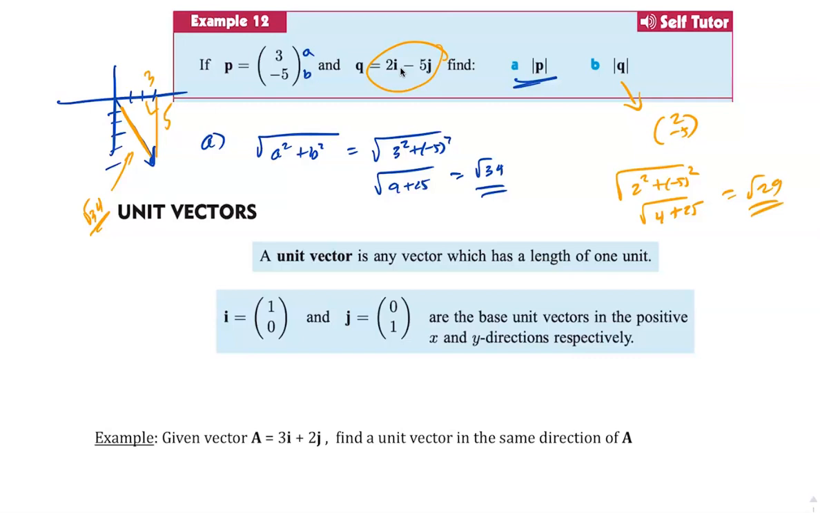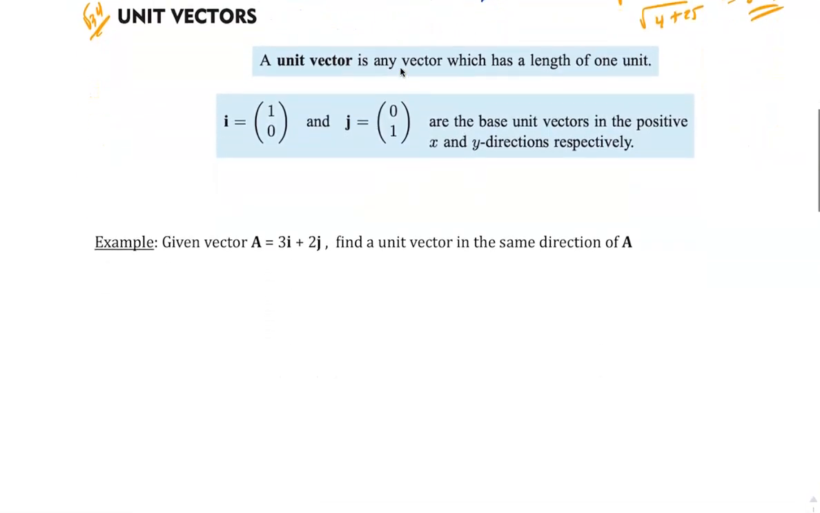So that's magnitude. Now that we know the magnitude of how long or how big a vector is, you can talk about the unit vector. Unit vector is exactly what it sounds like. It's a vector with the size and length of 1 unit. So these are vectors with length of 1. We talked about before that i is a unit vector in the x direction and j is a unit vector in the y direction.